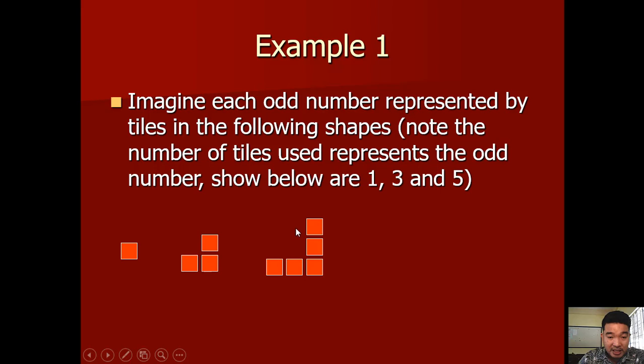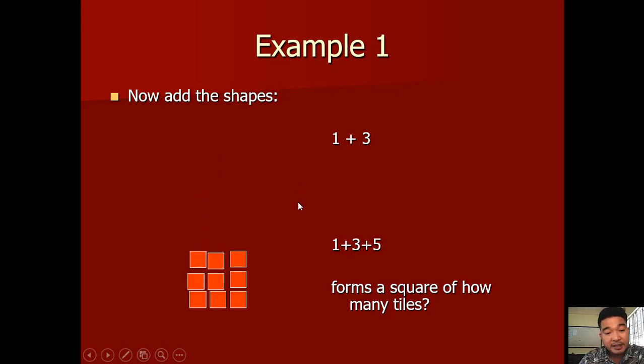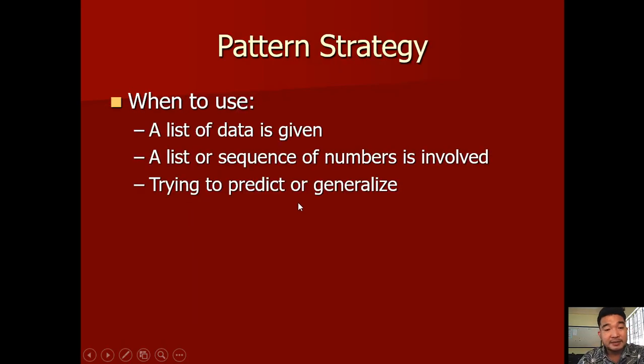And then if you put these 3 tiles and another 1 tile here, you'll be forming another square. Ibig sabihin, that's justifiable that the sum of the 50 odd numbers is equal to 50 squared, and 50 squared is equal to 2,500. Here it is. We add the shapes. 1 plus 3 is equal to 4, and then 4 plus 5 is equal to 9.